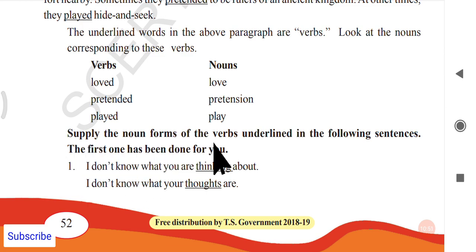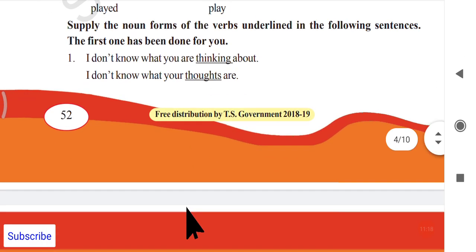Supply the noun forms of the verbs underlined in the following sentences. The first one has been done for you. So the verb form is given here, and we have to find out the noun form. Very easy one. Do not worry. Look at the first one here: I don't know what you are thinking about. The underlined word is thinking. We have to find the noun form for the word thinking. So what would be the noun form? Thoughts. Fine. Next.